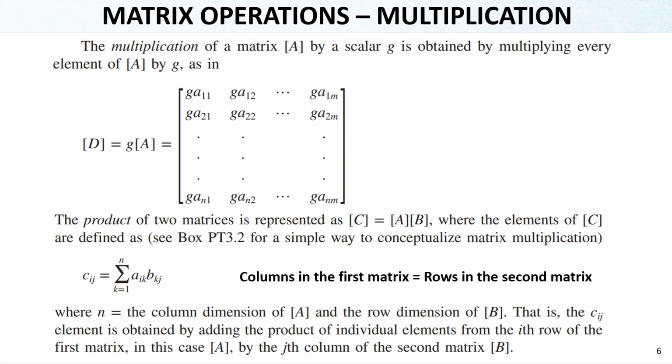In the multiplication, we have two cases. First of all, let's multiply a matrix by a scalar, for instance, just one scalar value, one number value.